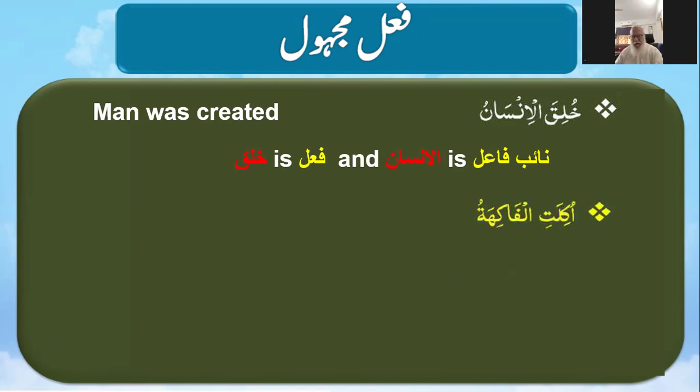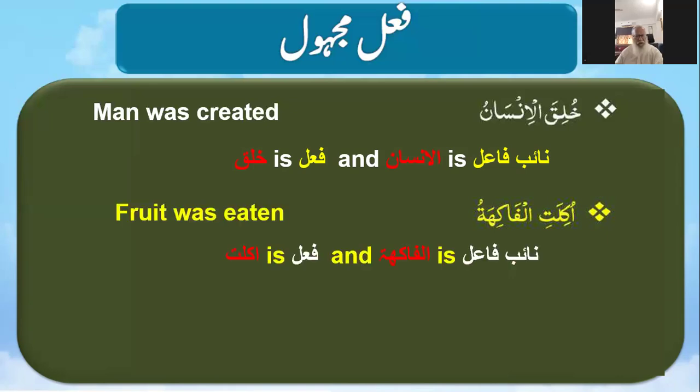Another example. Okila al-fakihatu. Fruit was eaten. Somebody ate. But who ate? We don't know the person, that one fruit was eaten. So okila is the fi'l and al-fakihatu is the naib fa'il. Look, al-fakihatu is marfu, but it is naib fa'il. It's not fa'il.